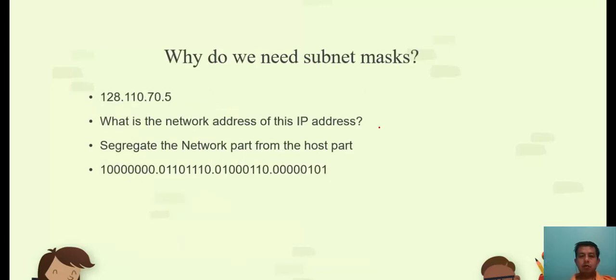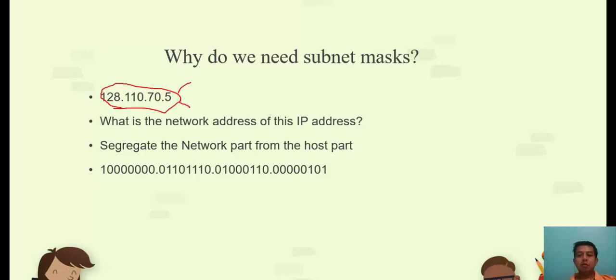Now let's first see why we require a subnet mask. Say I give you an IP address, a random IP address. If you look at it, this is a class B IP address. Now if I ask you what is the network address of this IP address, how will you find out? Remember, an IP address contains two pieces of information: one is the network ID and another is the host ID.